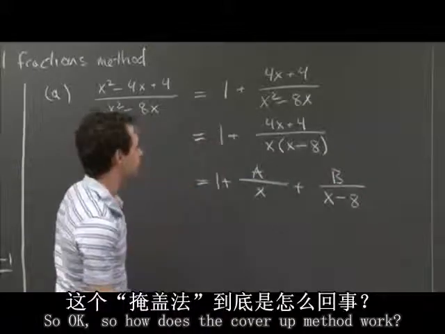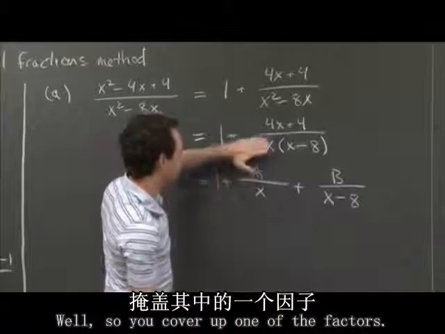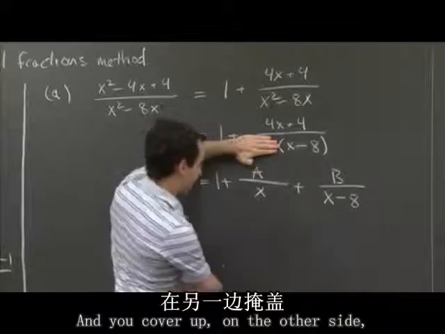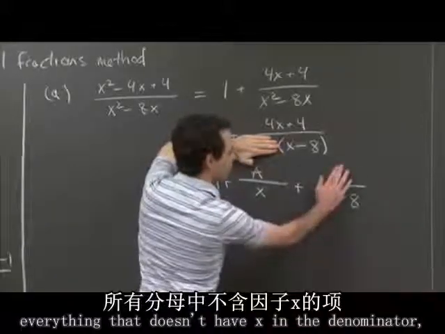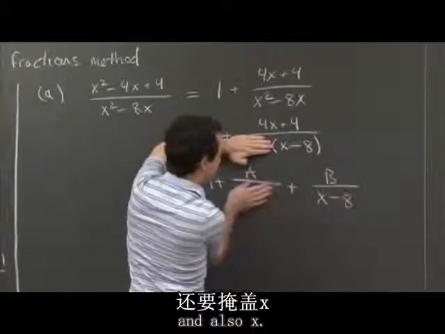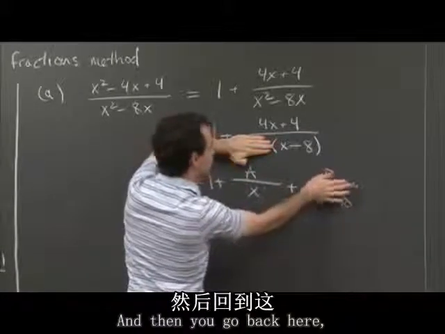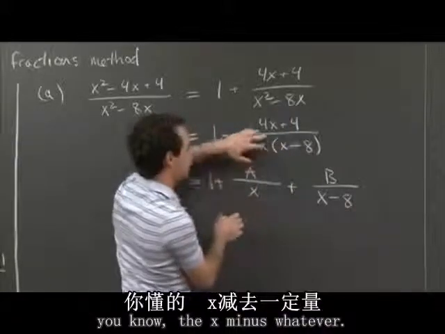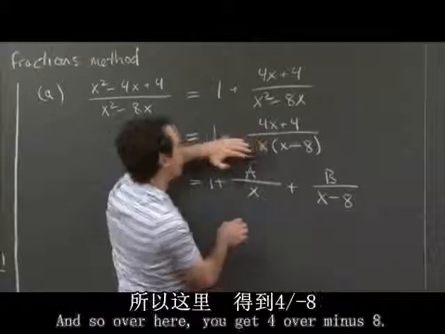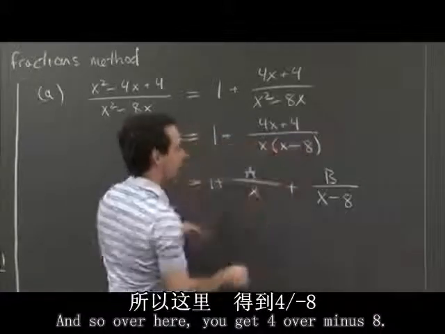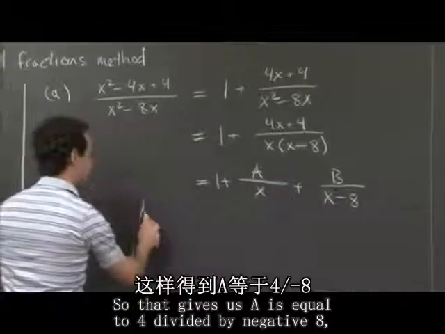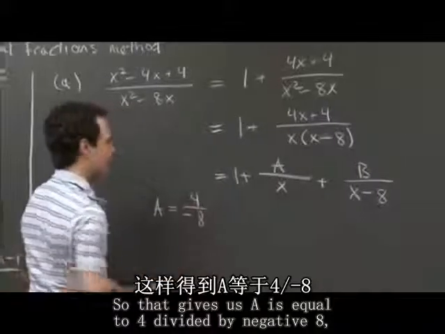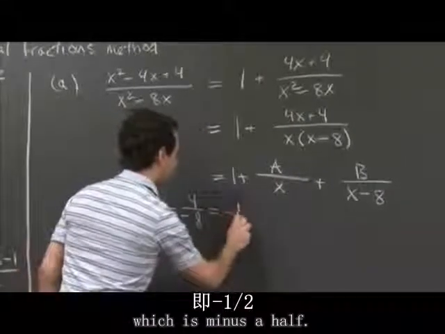So, okay, how does the cover-up method work? Well, you cover up one of the factors, in this case x, and you cover up on the other side everything that doesn't have x in the denominator, and also x. And then you go back here and you plug in the appropriate value, the x minus whatever. So in this case, that's x equals 0. And so over here, you get 4 over minus 8. So that gives us a is equal to 4 divided by negative 8, which is minus a half.